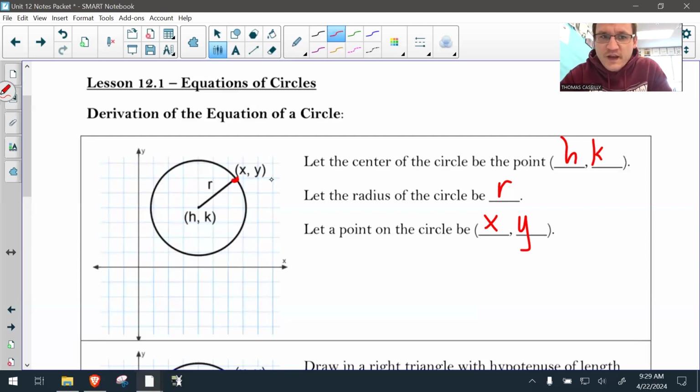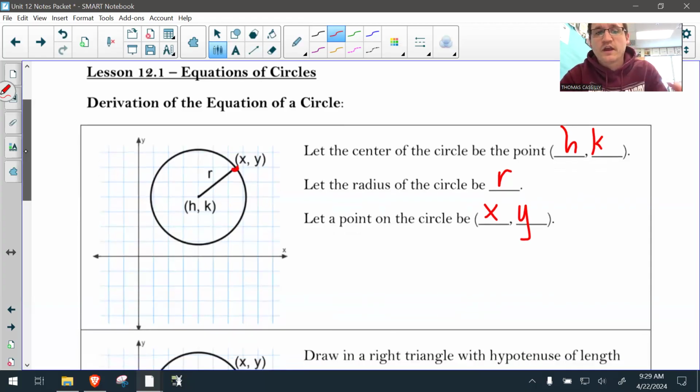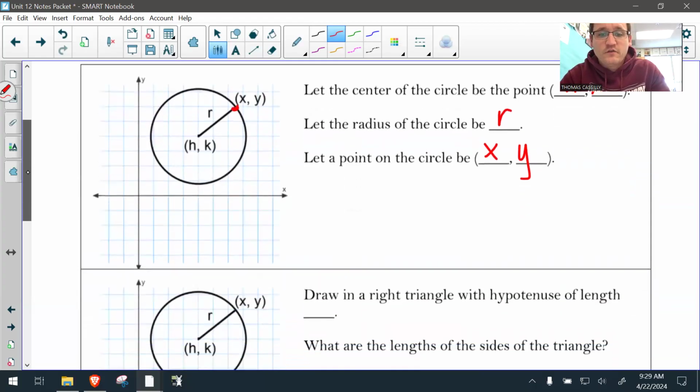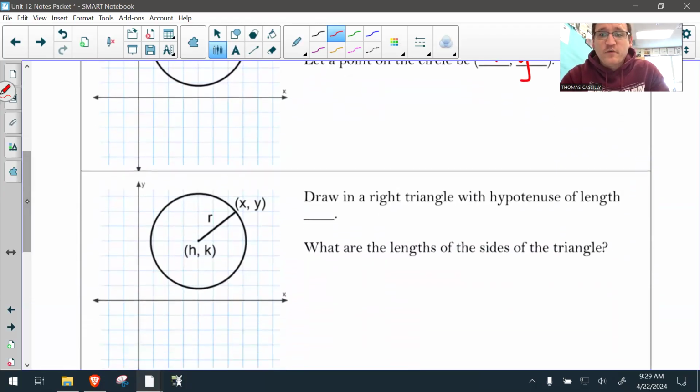So we're just filling in everything we know. We have the center, we have a point, and we have a radius, and these three things are going to help us make the equation of a circle. What they want us to do is draw a right triangle that connects the center to that point x, y. The hypotenuse of this right triangle, of course, is going to be r, that radius. They want to know the lengths of the sides of the triangle.